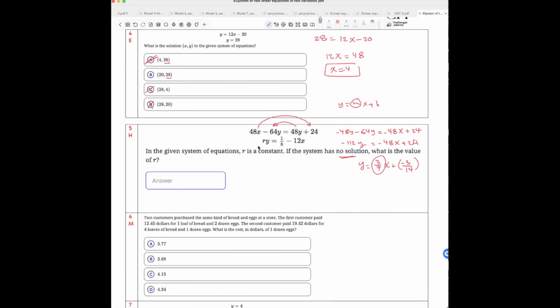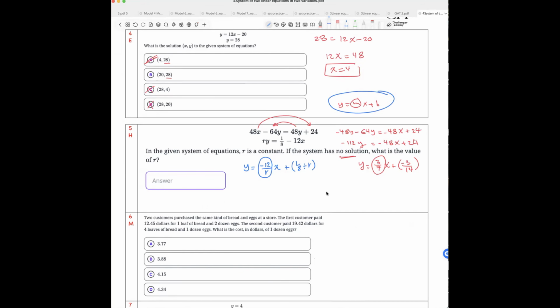Let's check the second equation. We have ry equals 1 over 8 minus 12x. So I think you have to divide both sides by r. So y equals negative 12 over r x plus 1 over 8 divided by r. This part represents the slope of the line. If you have y equals mx plus b, the coefficient of x is the slope.